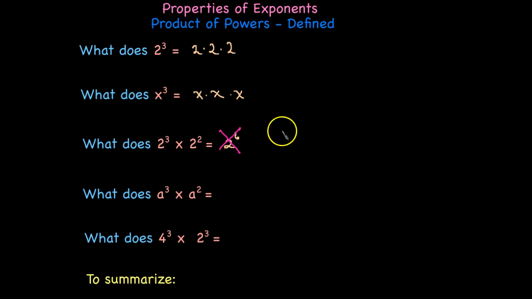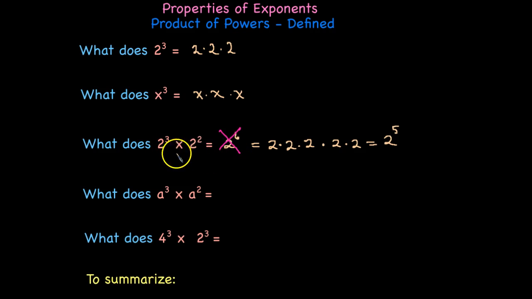What does 2 to the third mean? 2 to the third, remember, means 2 times 2 times 2. And then times 2 to the second. Well, by the definition, 2 to the second is 2 2's. So now we have 2 times 2. How many 2's do we have in total? 1, 2, 3, 4, 5. So what we really have here is 2 to the 5th power. We have 5 2's.